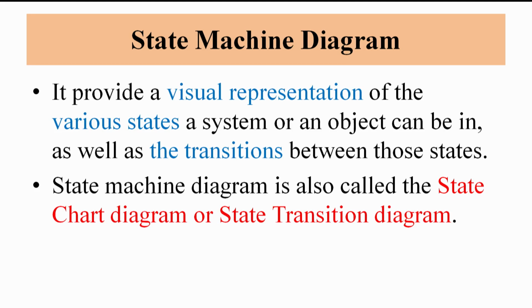It is only shown that on the basis of a certain event, the object is moving from one state to another state. How it is happening, those details are not shown in this particular diagram. In this diagram, it is shown how the transition of the object takes place from one state to another state. The state machine diagram provides a visual representation of the various states a system or an object can be in, as well as the transitions between those states.